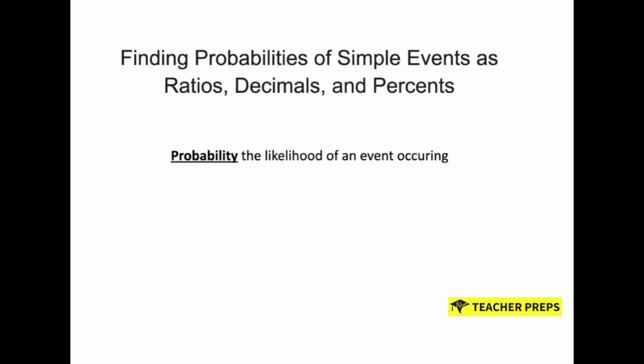In this video, we're going to find probabilities of simple events, and we're going to write them as ratios, decimals, and percents. Probability is the likelihood that an event will occur. You may have heard things such as, there's a 75% chance for rain. That's probability. It will likely rain, but there's still a 25% chance that it won't rain.